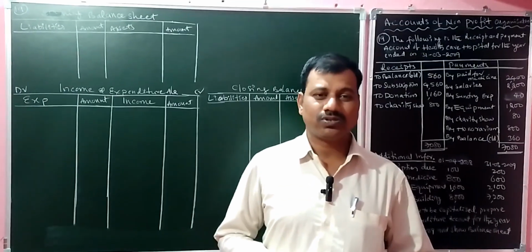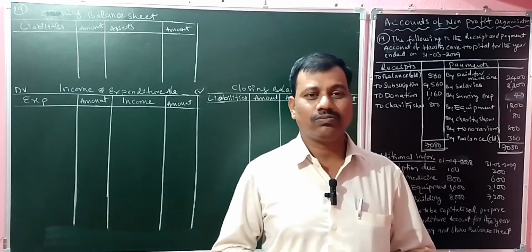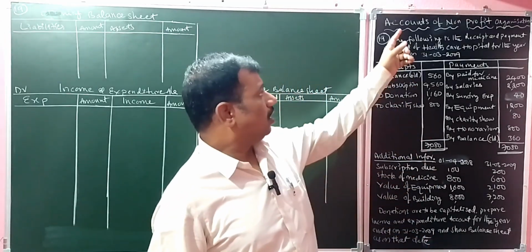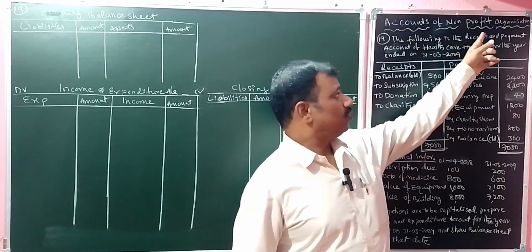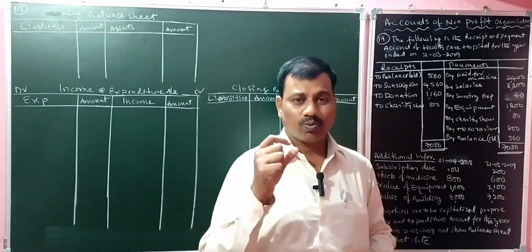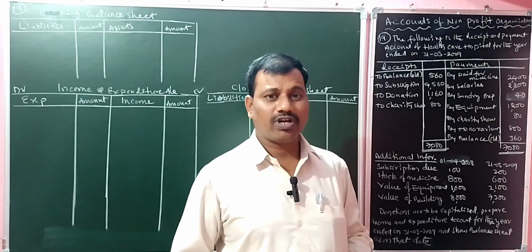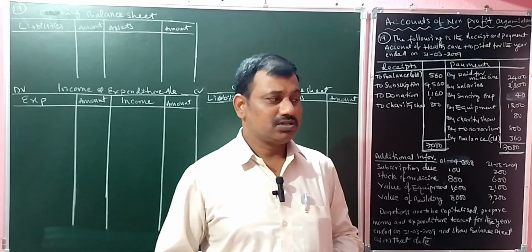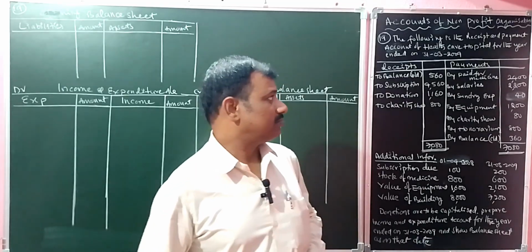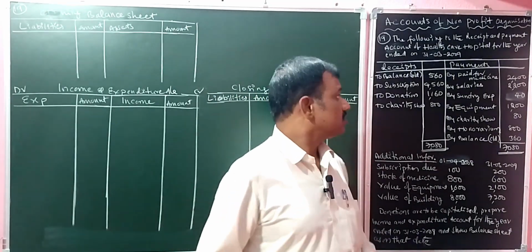Today I am going to solve FA-II, Accounts of Non-Profit Organization, question number 90. It is a very important question for the examination. Let us see what information is given in that question.